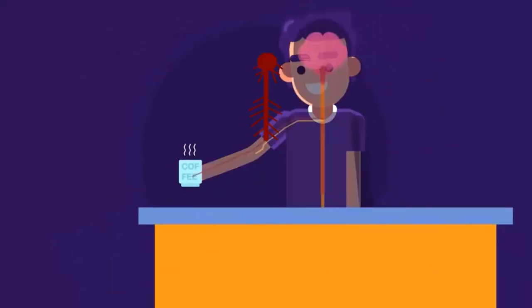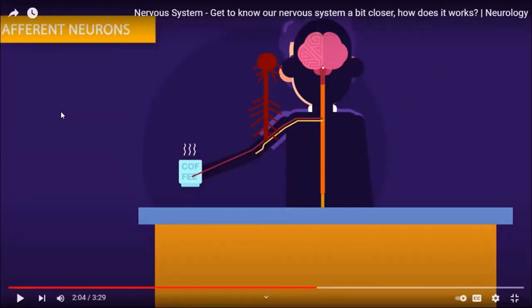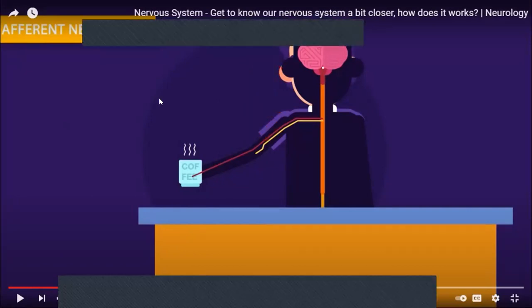When you hold a hot cup of coffee, sensory neurons in your hand transmit a signal to the brain. Here we can see how the nerve message is sent. The message is sent from your body organs to the brain. The sensation of hot or cold is sent from the hand to the brain, and the brain interprets it, understands it, and tells you it is hot and you have to move your hand away.